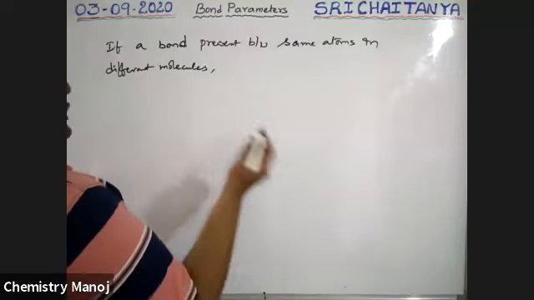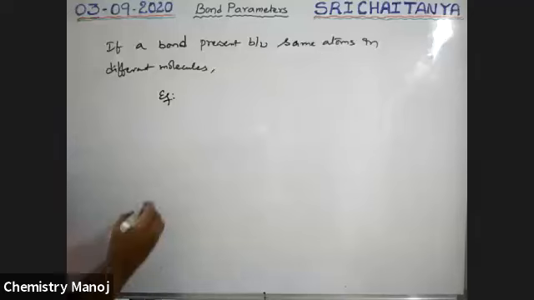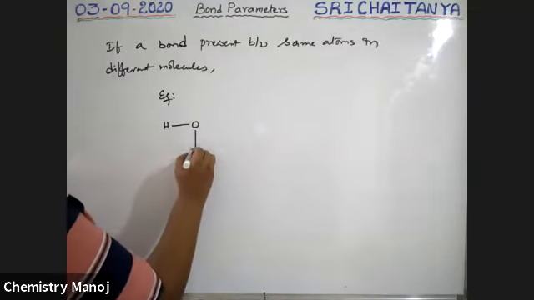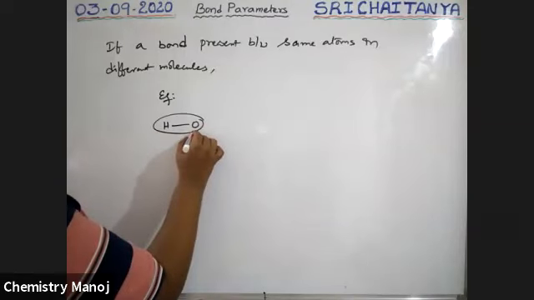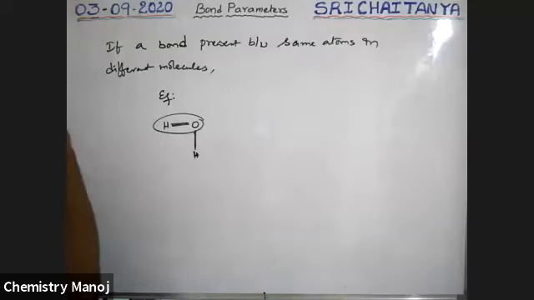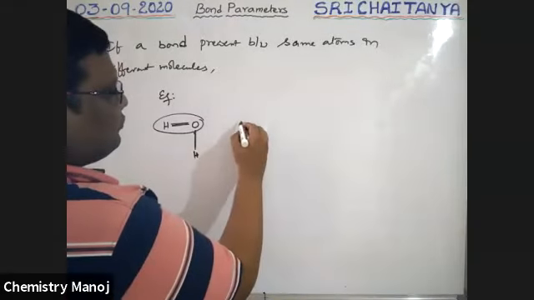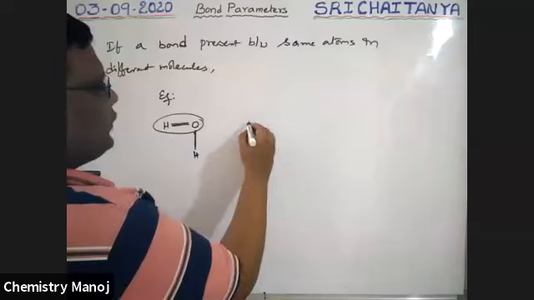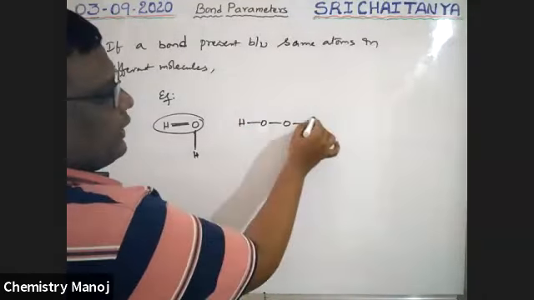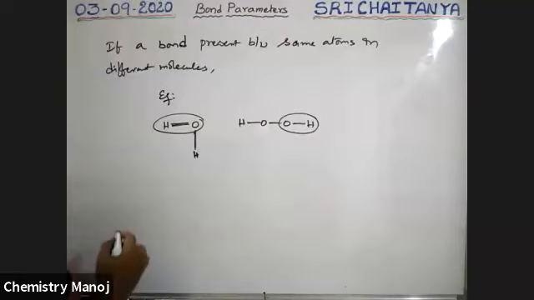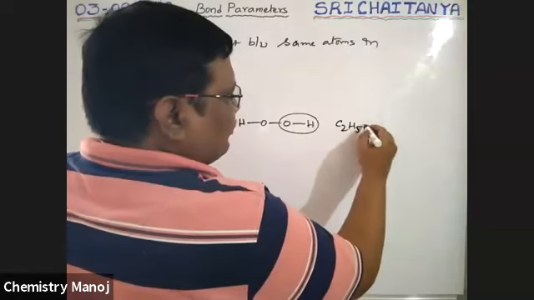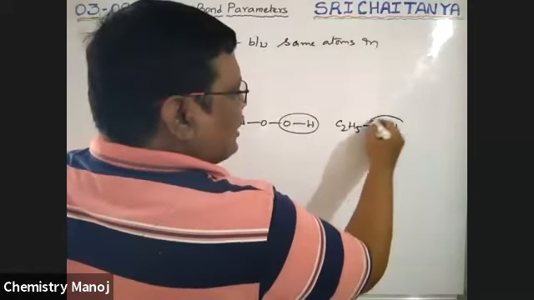So for example, I am considering the OH bond. In H2O, there is an OH bond, so here I am considering the bond length of OH. Next, there is H2O2. Here also an OH bond is there. Next, alcohol, that is C2H5OH. Here also an OH bond is there.